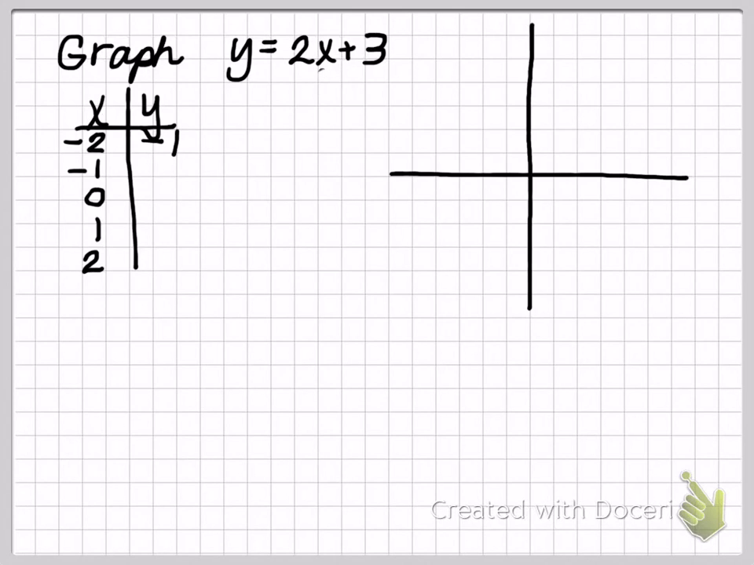Go ahead and pause the video and make your table. At -1, inputting -1 will give you +1. Inputting 0 will give us 3. +1 will yield 5. And +2 will yield 7. So let's plot those points and see what the graph looks like.